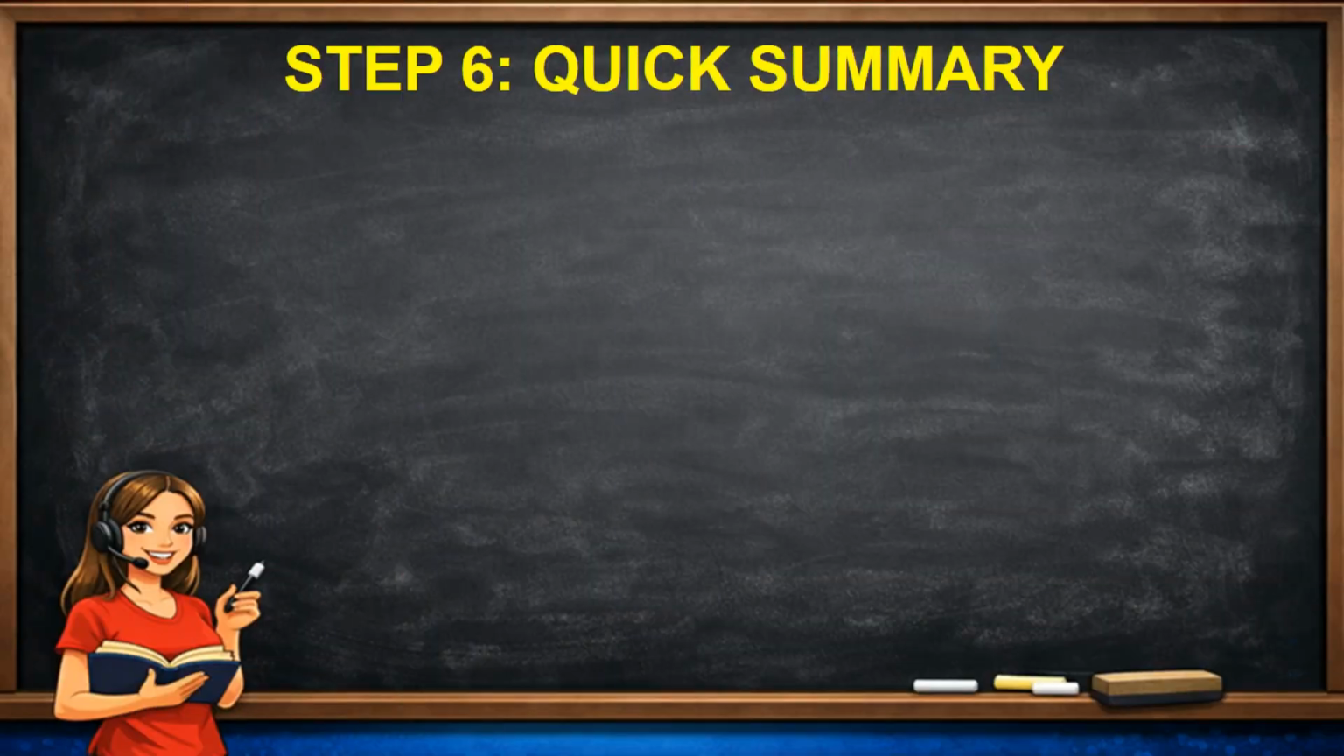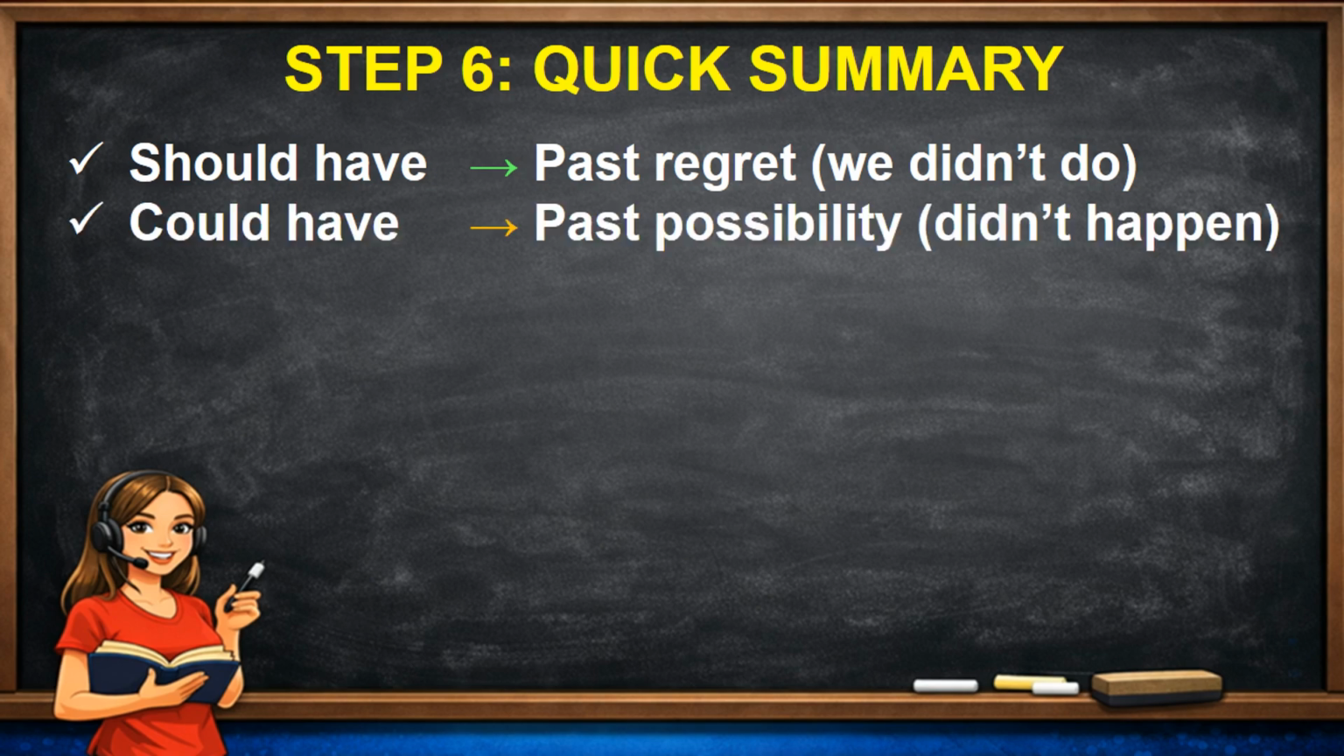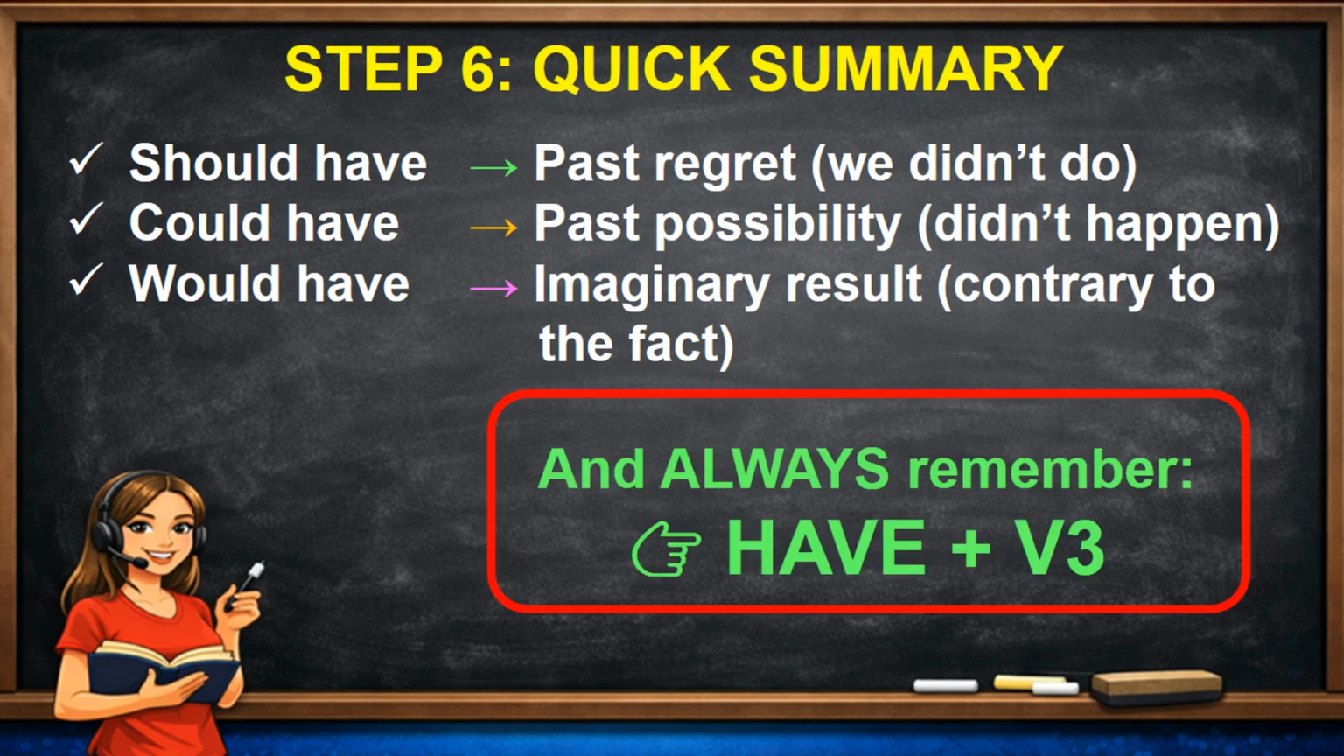Step 6. Quick summary. Let's make it super clear. We use should have to show regret in the past or something we didn't do. We use could have to show possibility in the past but didn't happen. And we use would have to show imaginary result or something contrary to the fact. And always remember, should have, could have, and would have are always followed by verb 3.